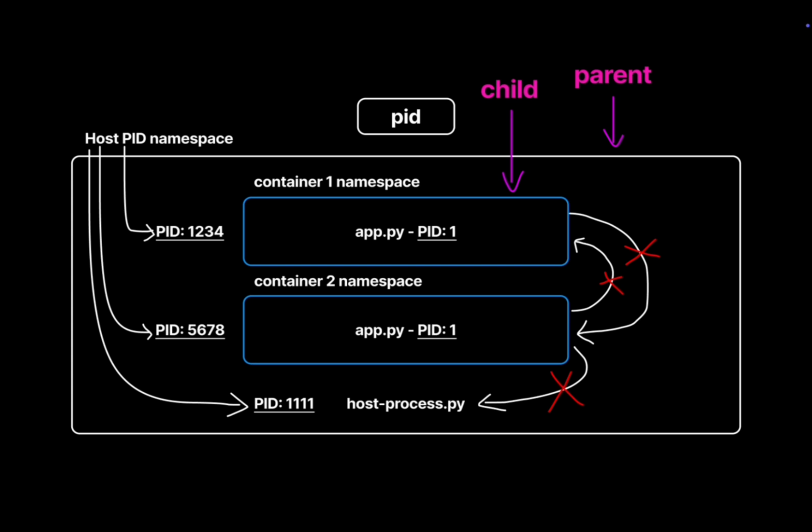Here is what happens under the hood. The kernel maintains a separate PID tree for each namespace. When a process calls getpid, the kernel walks up the namespace hierarchy to translate the PID. From the parent namespace, you can see child processes with their parent-level PIDs. But from the child namespace, parent processes don't exist.